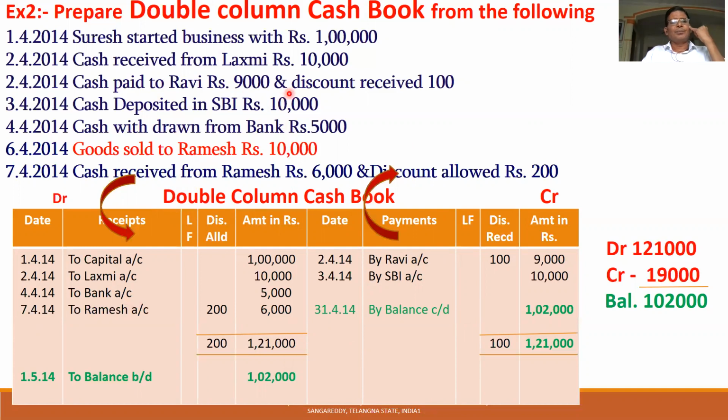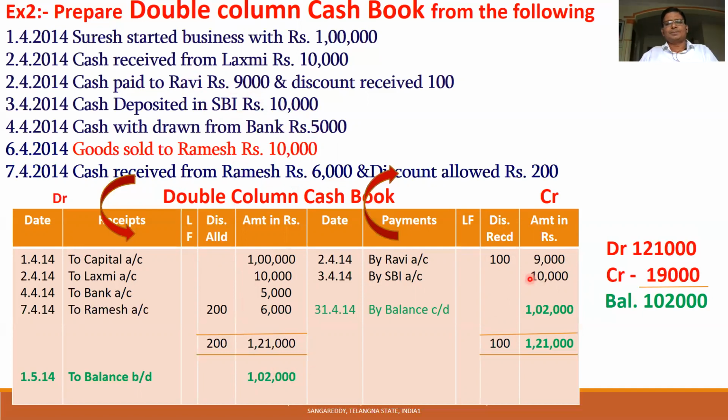That is, one, cash received from Suresh as capital, one receipt. Cash received from Lakshmi, second receipt. Cash withdrawn from bank, third receipt. Cash received from Ramesh, another receipt. Four receipts. What are the two payments? That is, cash paid to Ravi 9,000, one payment. Cash deposited into SBI 10,000, two.